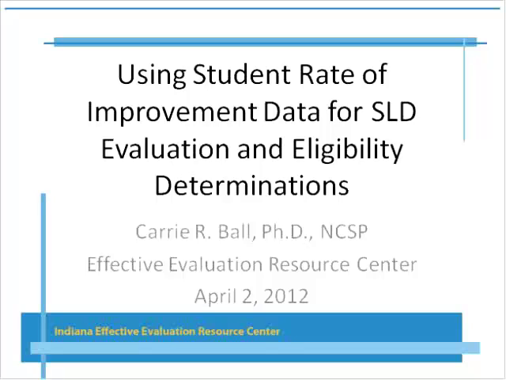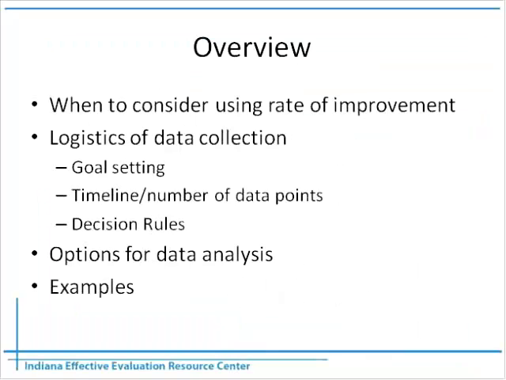Okay, so today we're talking about using student rate of improvement data in making SLD determinations. What we'll do first is talk about when it would be appropriate to consider using rate of improvement data in this type of evaluation. Then we'll discuss several logistics of data collection, including setting goals and talking about the number of data points and the kinds of decision rules we want to have in place. And then we'll discuss some options for data analysis and how to actually calculate and use the rate of improvement data. And then we'll have some examples.